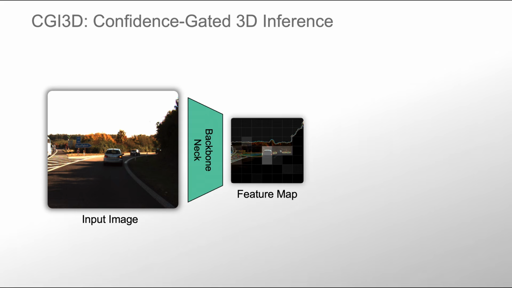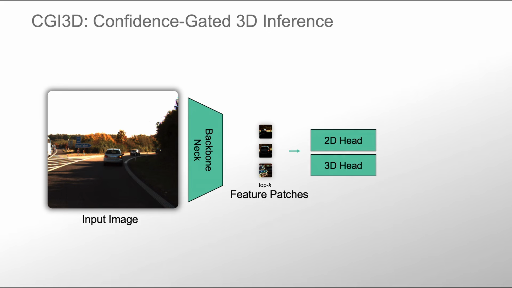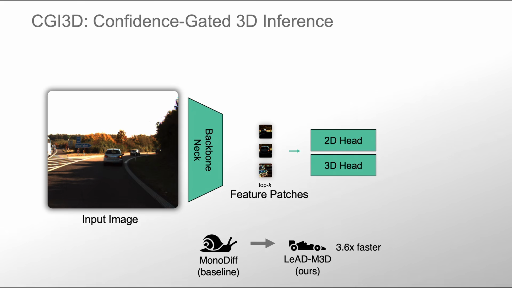We extract 3x3 feature patches corresponding to regions with the top Ka highest object likelihood and discard the rest. Only these selected patches are then passed to the 2D and 3D heads instead of the entire feature map. This selective processing avoids running expensive regression heads over background areas like sky or buildings. This results in a strong decrease in FLOPs and significantly accelerates inference. Thanks to CGI 3D, we achieve a 3.6 times faster runtime than the current state-of-the-art model, MonoDiff.